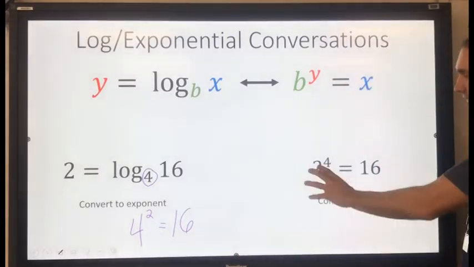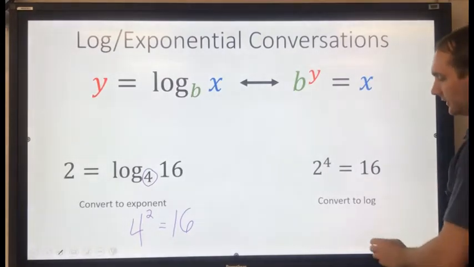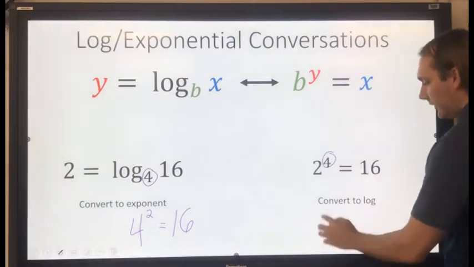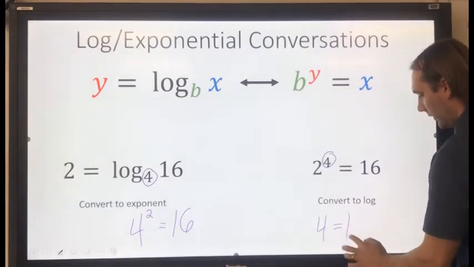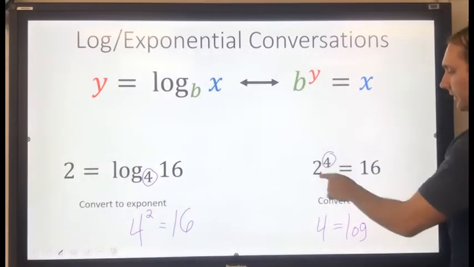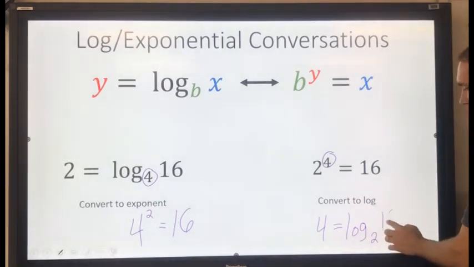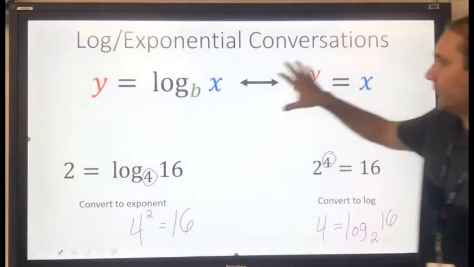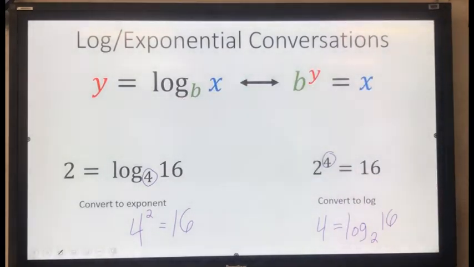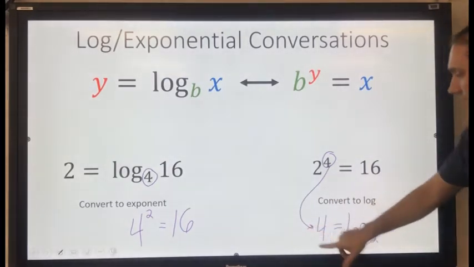Now what if you want to go the other direction? 2 to the 4th power equals 16. I want to convert this to a log. What does my log equal? My log equals my exponent, in this case 4. So 4 equals log base of what kind of base is a log? Well, the base is the same base as your exponent, so 2. Log base 2 of 16. So as long as you have this formula with you, just match up the letters and what they correspond. That is your conversion. Log base 2 of 16 equals 4. Again, log equals your exponent.